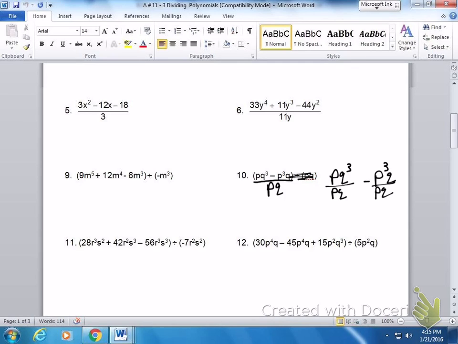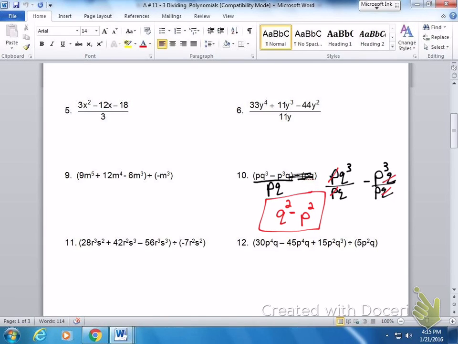So start with your P's. Over here, I have P divided by P. Those cancel. I have Q cubed over Q. 3 minus 1 is 2, so I have Q squared minus. I have P cubed over P, so I subtract the exponents, and I get P squared, and the Q's cancel.